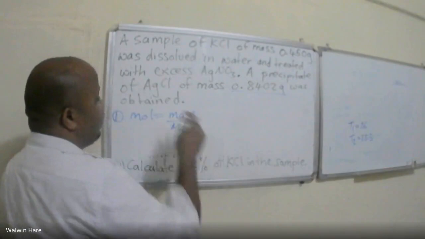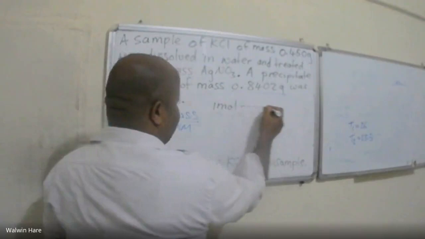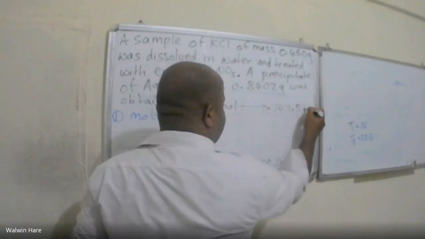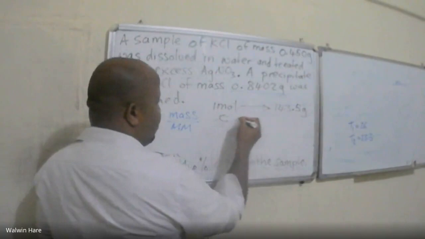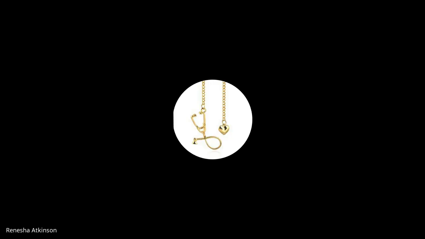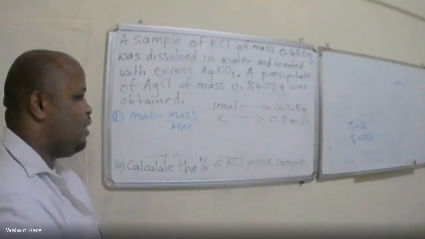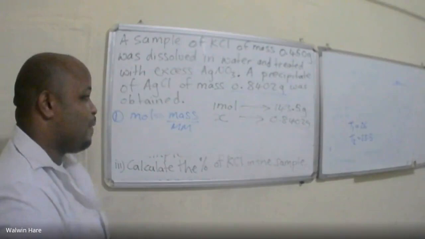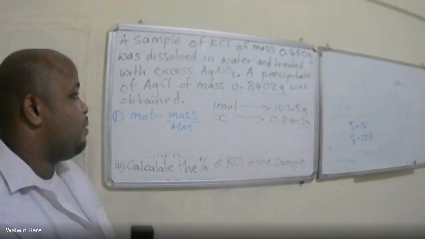So the precipitate is silver chloride. We know that 1 mole of silver chloride weighs 143.5 grams, right? So we would want to know how many moles would be in 0.8402 gram. Is this what I mean? Sir, that's like the ratio method. No, not mole ratio. Hold on. So, all right.